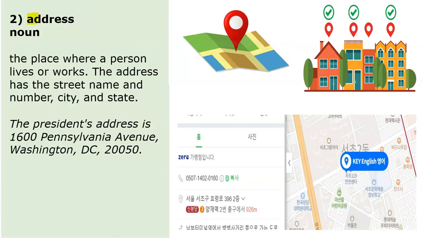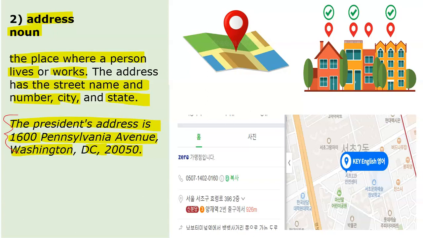The next word is address. Address is a noun, and your address is the place where a person lives or works. And the address has the street name and the number, city, and state where that person lives or works. The example in your book says, the president's address is 1600 Pennsylvania Avenue, Washington, D.C. 20050. This is the address where the president in the United States lives.